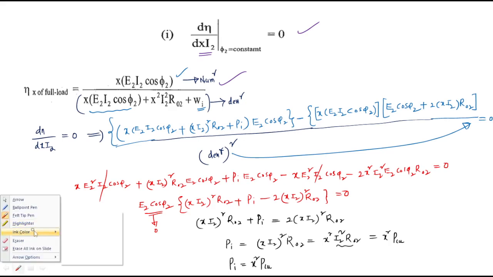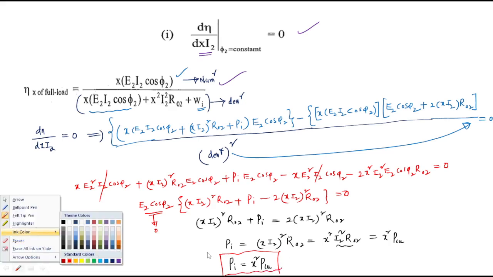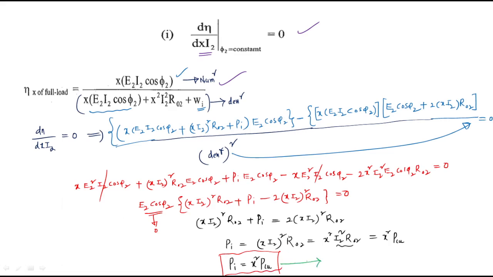What is the condition to get maximum efficiency? Iron loss should be equal to copper loss, right? Then only at that condition we are going to get the maximum efficiency, where x is nothing but the fraction of full load. For example, if x is equal to 1, obviously Pi should be equal to PCU, right? At full load, iron loss should be equal to copper loss.